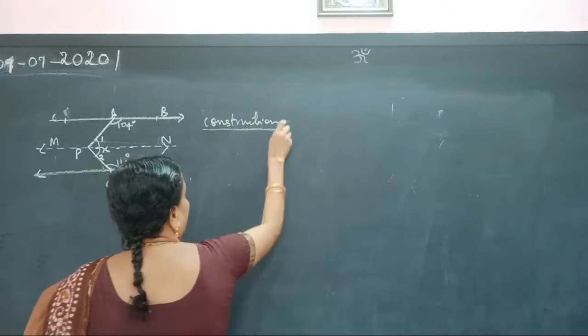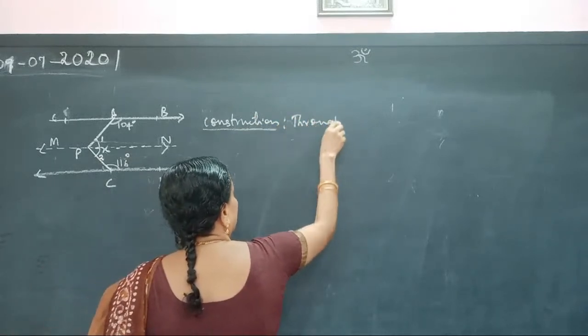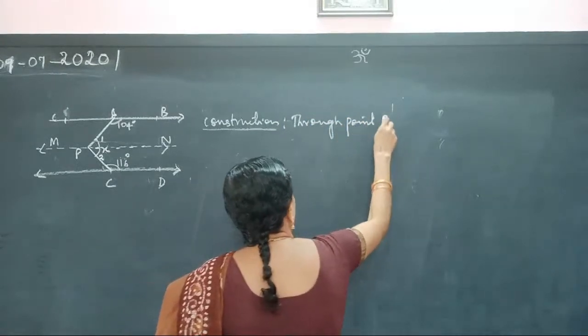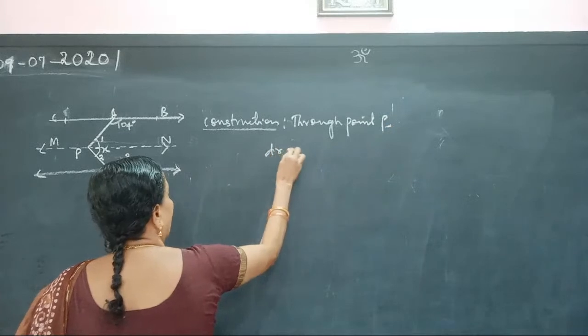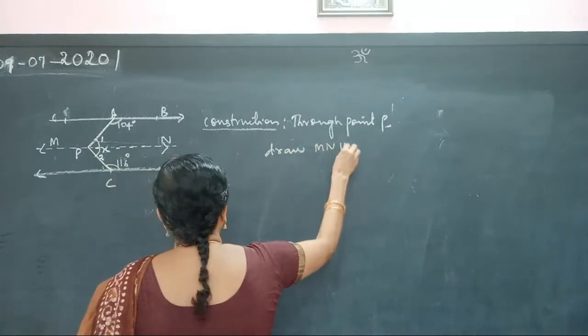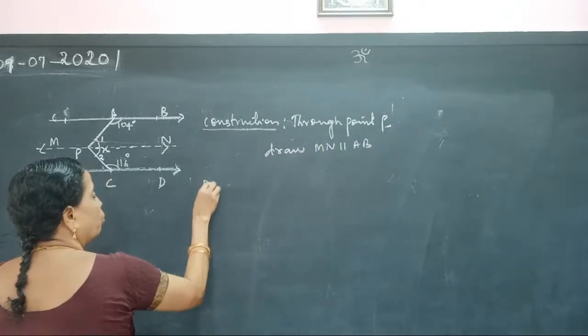Construction: through point P, draw MN parallel to AB. Proof.